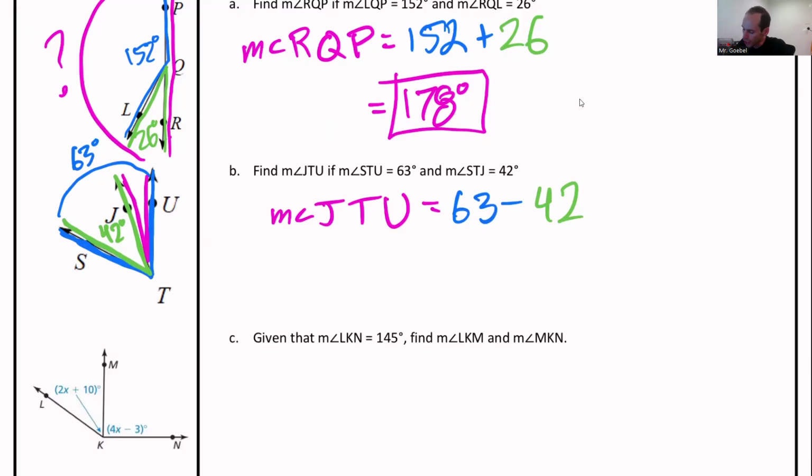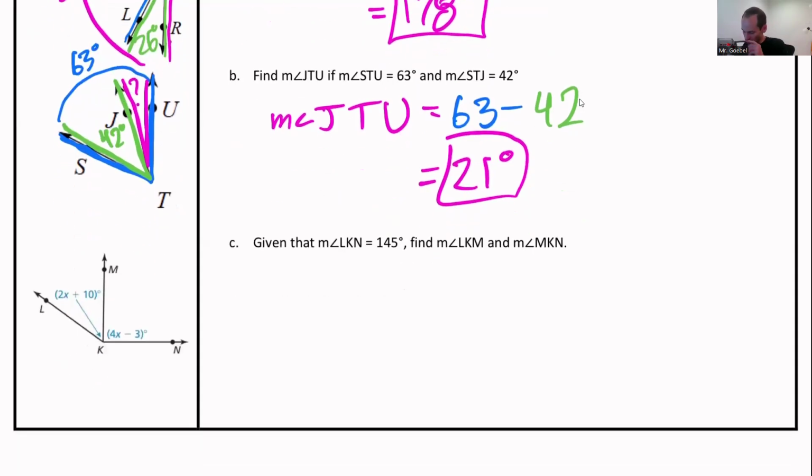In this case, JTU is part of the whole. Before, we were trying to find the whole. This time we already have the whole. It's 63 degrees. We're just trying to find a piece of the whole. And so if you subtract those, you get 21 degrees. All right, so far, so good.